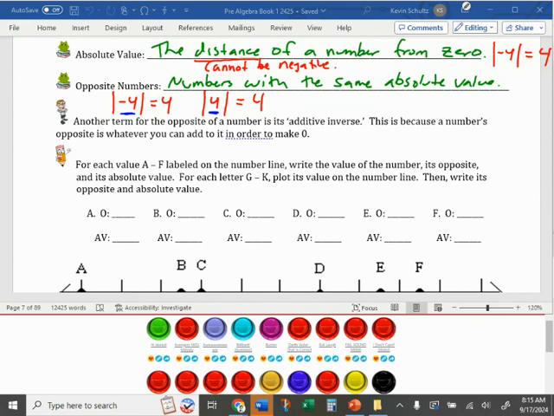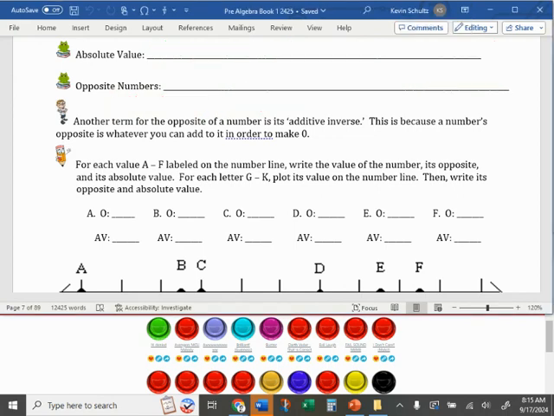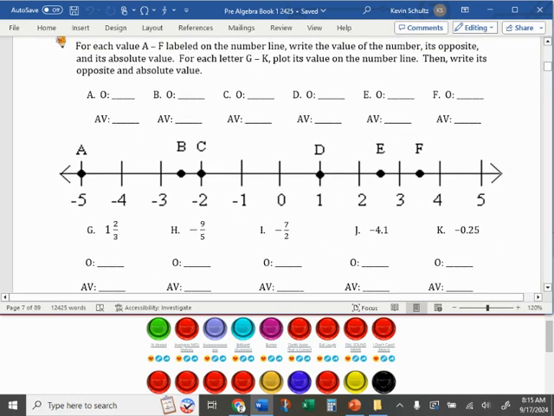All right, let's get to the fun stuff. Here we go, okay? It says, for each value A through F labeled on the number line, write the value of the number, its opposite, and its absolute value. For each letter G through K, plot its value on the number line, then write its opposite and absolute value. So really, for this first part, write the value of the number. I didn't really give you a spot to do that, so I'm not going to have you do that.